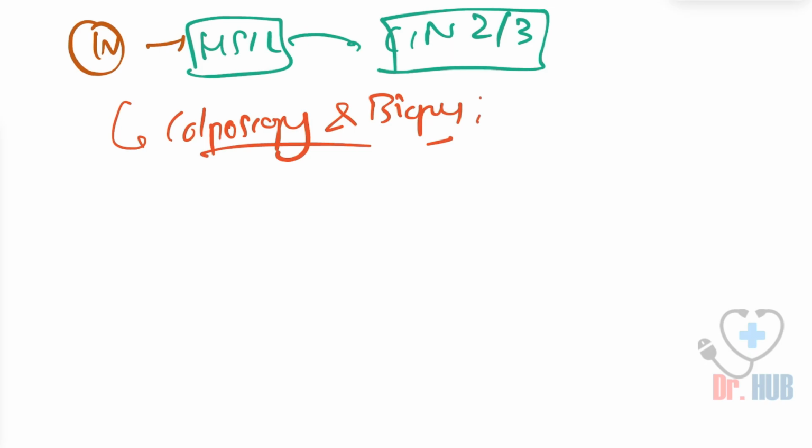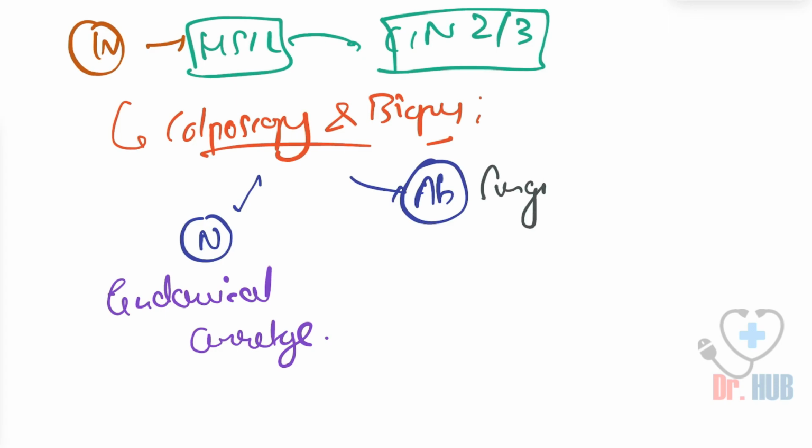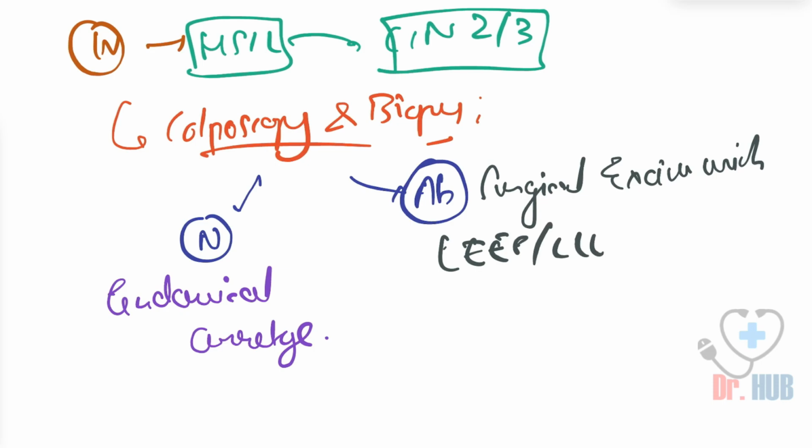Then it can be normal as well as abnormal. In terms of normal, we do the endocervical curettage. And in case of abnormal, what is done? In case of abnormal, surgical excision with the LEEP or the LLETZ.